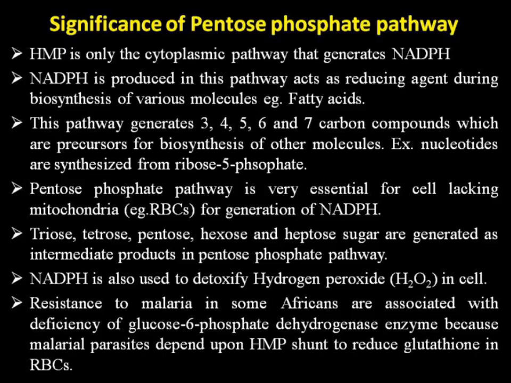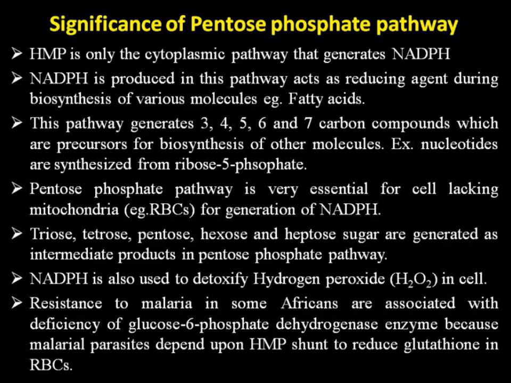Now we switch to the significance of the pentose phosphate pathway. Actually, HMP is one of the cytoplasmic pathways that generates NADPH. NADPH produced in this pathway acts as a reducing agent during biosynthesis of various molecules, for example fatty acids. This pathway generates 3 carbon, 4 carbon, 5 carbon, 6 carbon and 7 carbon compounds, which are precursors for biosynthesis of other molecules. For example, nucleotides are synthesized from ribose 5-phosphate. The pathway is very essential for cells lacking mitochondria, for example RBCs, for generation of NADPH.